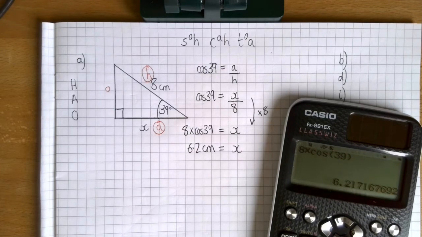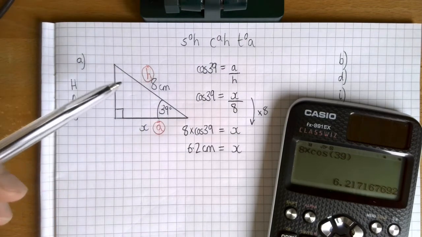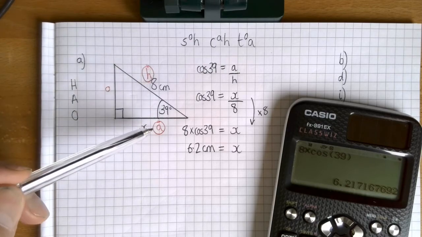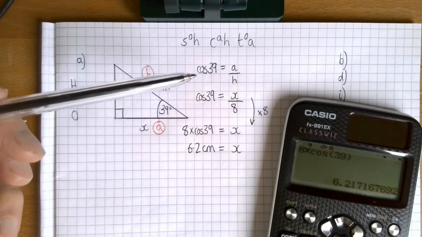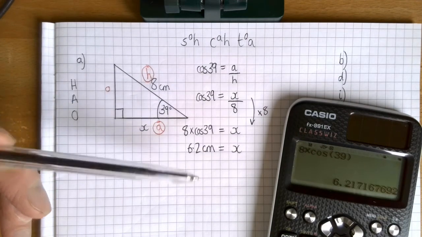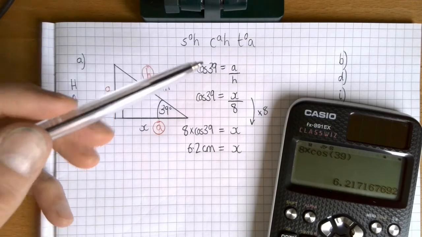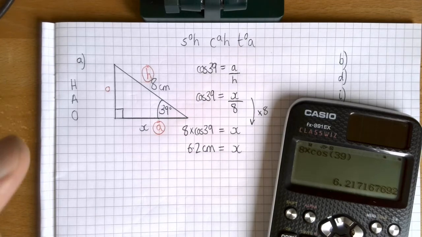So the process is straightforward. Label your sides, identify the two sides involved in the problem, and therefore choose which of the three rules. And then it's 4 steps. Bish, bash, bosh, something else. And if you follow that process, I promise you you'll have absolutely no problem at all.